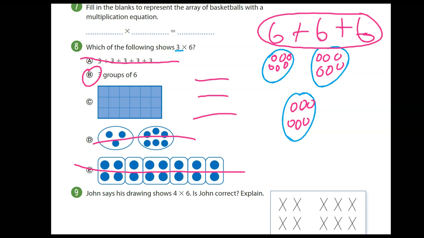Let's see. I have 3 rows, 1, 2, 3, with 6 in each row, right? 1, 2, 3, 4, 5, 6. So would D work? Yes. Sorry, would C work? Yes. Yes, C would work. So the 2 answers that work are B and C.